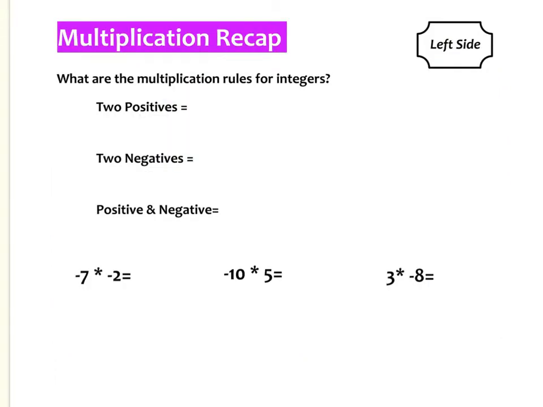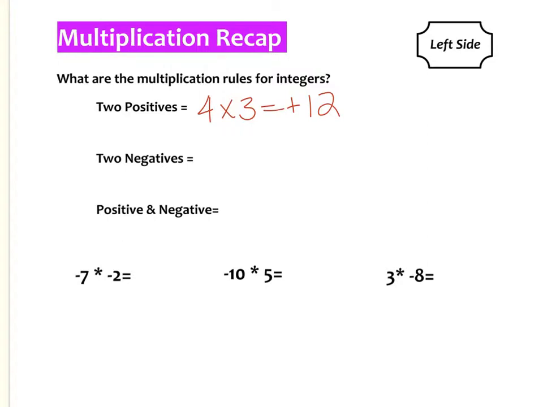So this should be going on the left-hand side of your journal, but I want us to do a really quick recap on multiplying integers. So when we have 2 positive numbers that are being multiplied, for example, 4 times 3, we know 4 times 3 is 12, and 2 positive numbers together are also going to give us a positive number. So 2 positives gives us a positive.